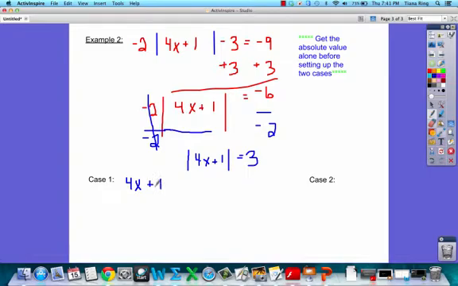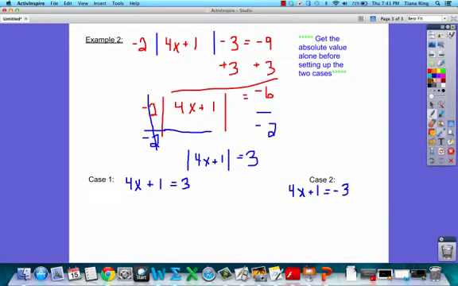Okay, again, we're never going to change the left-hand side. Those signs will always stay the same. Okay, the only thing that changes is for case 2, the right-hand side, so only the 3 will change. So again, 4x plus 1 must stay the same. Okay, do not change the signs of the absolute value. Okay, so this case must equal negative 3.